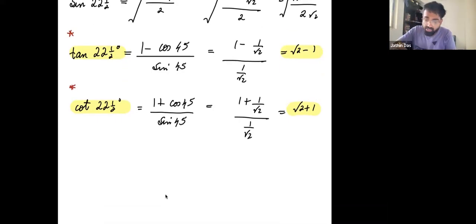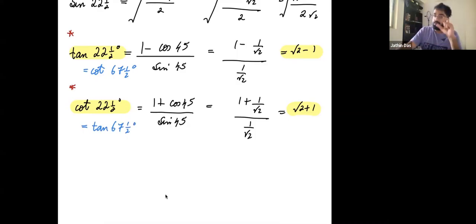And you can think like this also. This is also equal to cot 67.5 degree. And this is also equal to tan 67.5 degree. वैसे भी सोच सकते हैं.